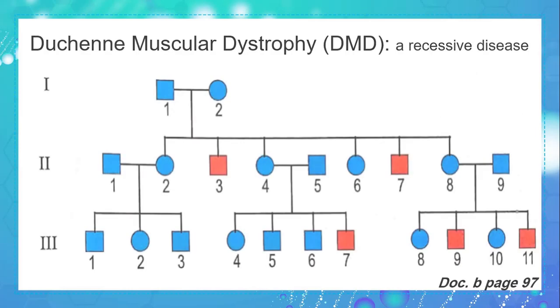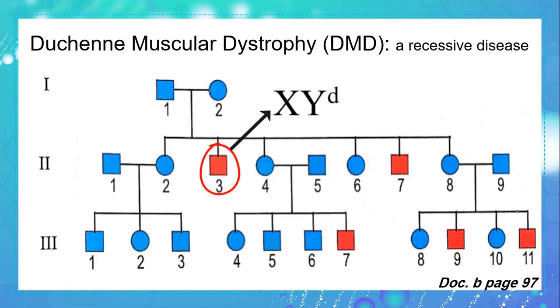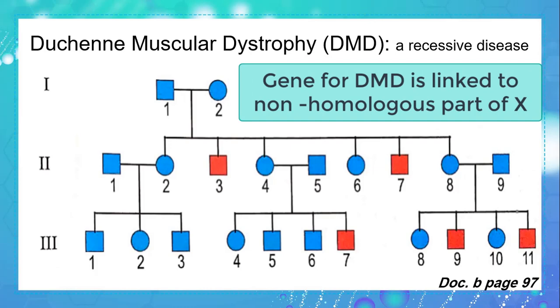Let's go back to the example of DMD and try to locate the gene responsible for this disease. So after we already proved the gene for DMD to be sex-linked, let's take into consideration the affected male 3 of the second generation. If the allele for the disease is carried by the non-homologous part of Y, then the genotype of this male would be XY^D. And since a male inherits his Y chromosome from his father, then the father should be also affected, which is not the case, obviously. Then the allele for DMD cannot be carried by the non-homologous part of Y, and thus it's carried by the non-homologous part of X.